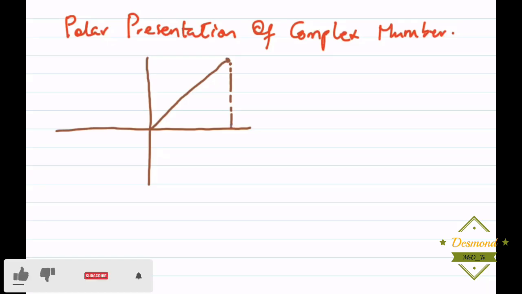In this video, we're going to talk about polar presentation of complex numbers. So let's say we have the complex number z equal to a + bi. Presenting this on this graph, we have a here, b here, and r here. This is the length from the origin to the point that we have.